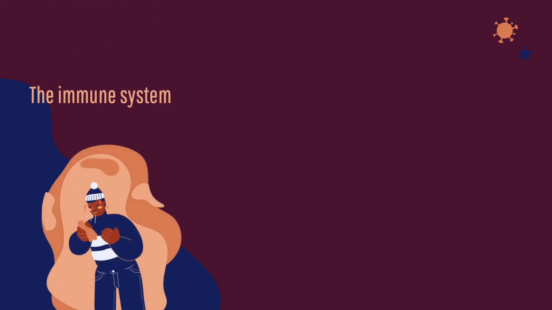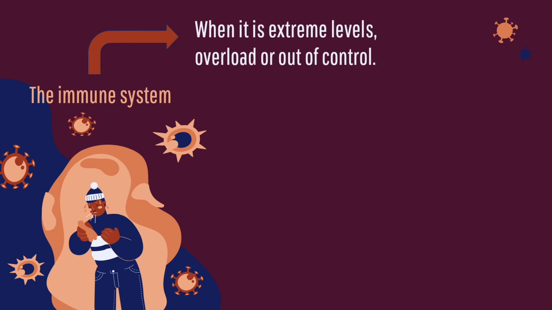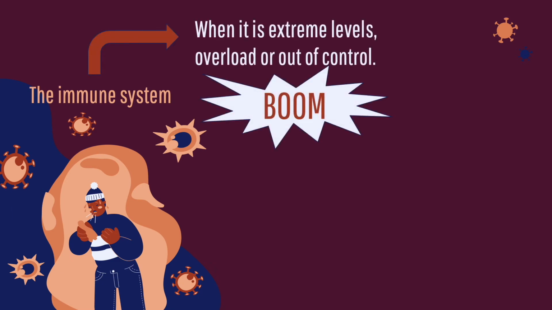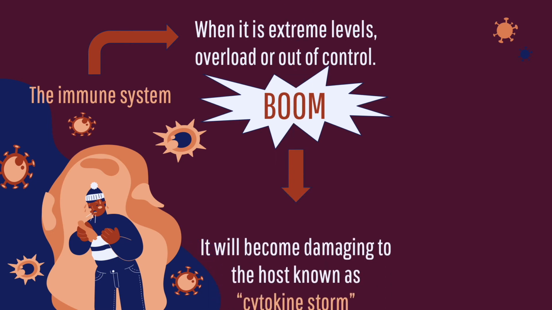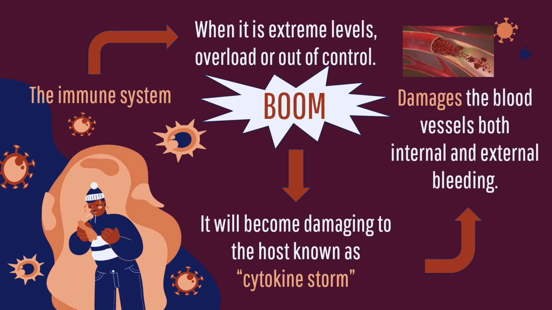The normal job of the immune system is to eliminate infection. Instead, the mounting cell death triggers an immune system overload, out of control. Boom! Then it becomes damaging to the host, known as a cytokine storm. And it damages the blood vessels, causing both internal and external bleeding.